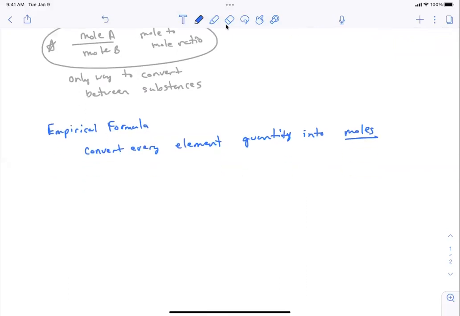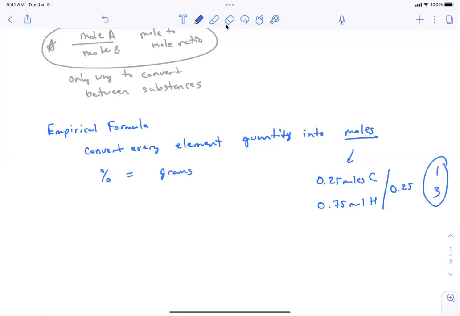So once you get to the moles of every substance, then you can assume that that's the case. Now, also, if you're given percentages, you can just make those grams. So if I give you 75% carbon and 25% hydrogen, that's the equivalent of saying 75 grams of carbon and 25 grams of hydrogen. And then you can proceed with that conversion. Because once you get to the moles, you can find the ratio between that. Because if you get to like 0.25 moles of carbon and 0.75 moles of hydrogen, then you just divide by the smallest number. And then that becomes your subscripts.